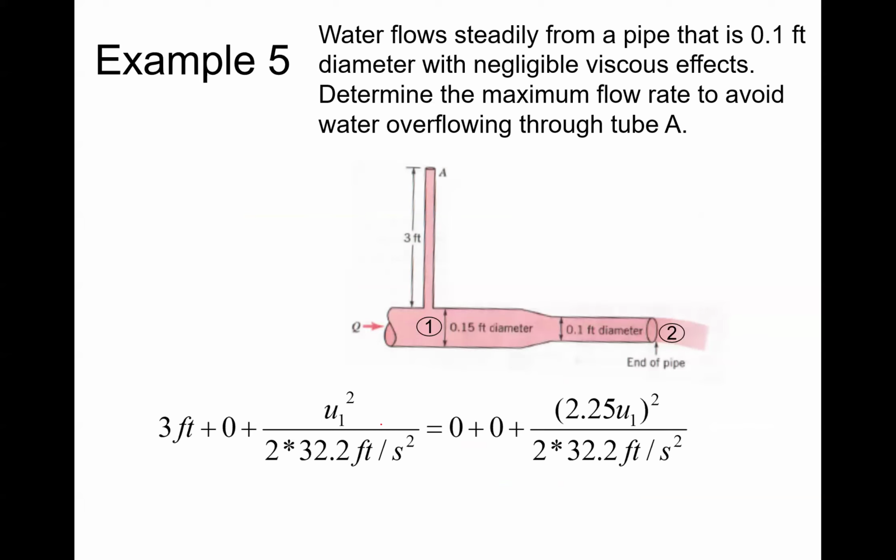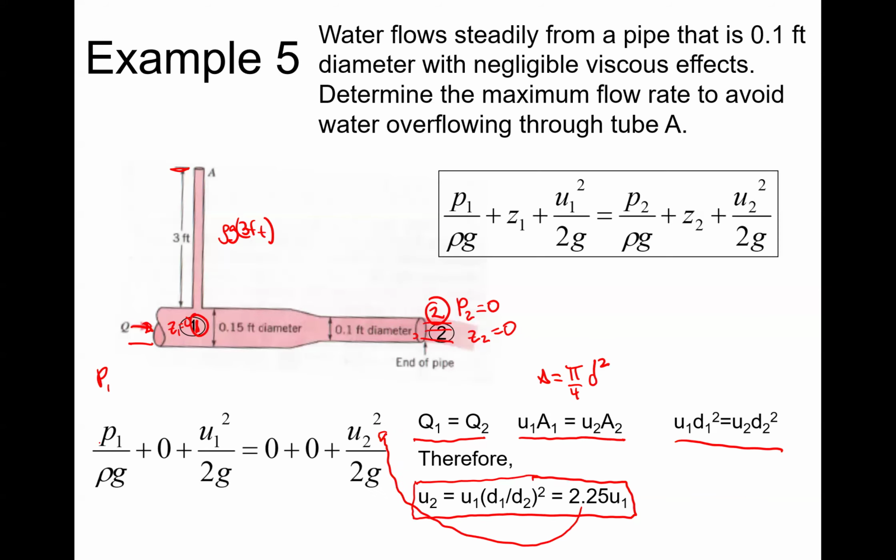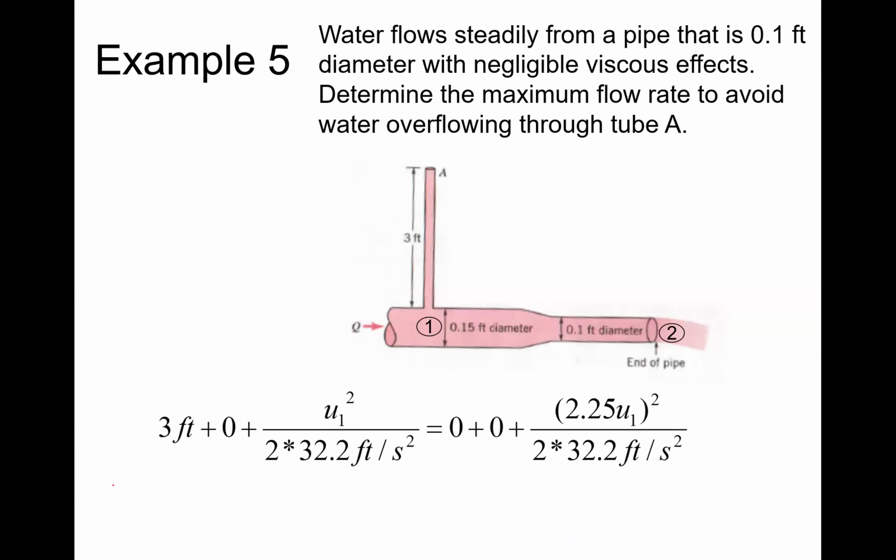So this is how it looks. I'm going to say that I go back here, that P1 over rho g is equal to 3 feet. You see, I put P1 equals rho g times 3 feet, and it cancels the rho g. And so I have now only 3 feet. u1 squared over 2 times 32.2. That's gravity in English units. And then, as I said, 2.25 u1 squared, making sure that we squared the 2.25 as well.